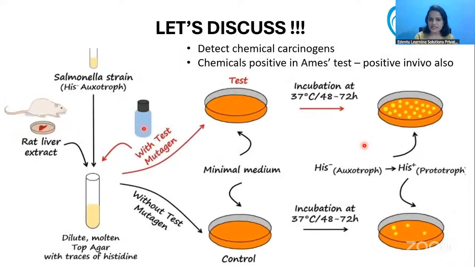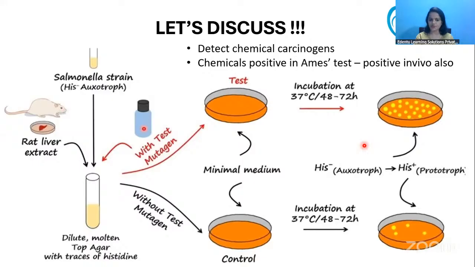So this Ames test is a simple bacterial test that is used to detect chemical carcinogens. Okay, very simple test. Nothing really advanced or no advanced technique is used. A very simple test is used to detect these chemical carcinogens. There are many chemicals that we use in our laboratories, and if you want to know whether that particular chemical is a carcinogen or not, you can do this Ames test to detect it.